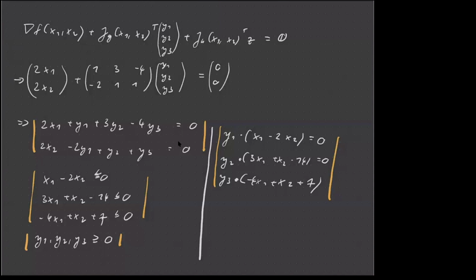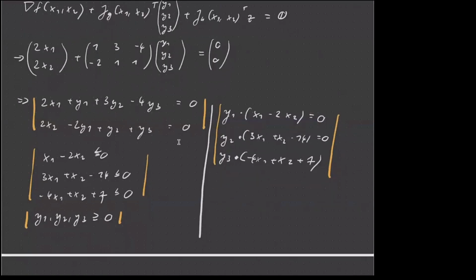Any other questions? No. Someone said there is missing an equal 0 in the multiplier part of y3. Oh yeah, thanks a lot. I'll add that here.